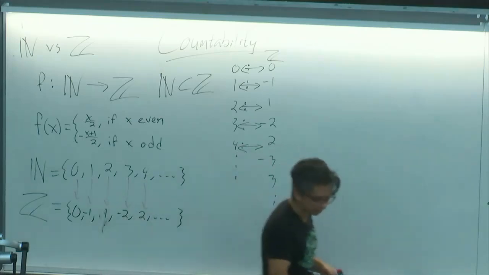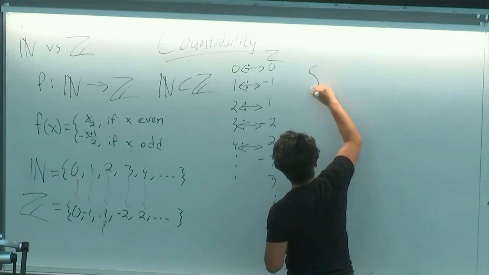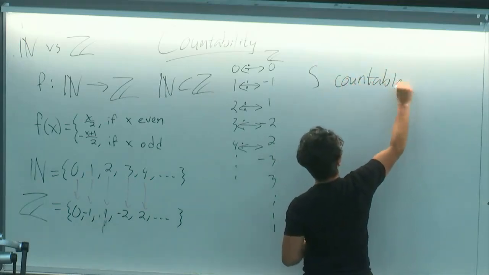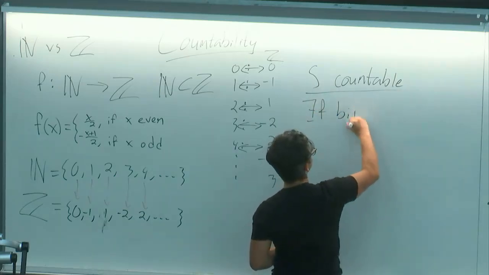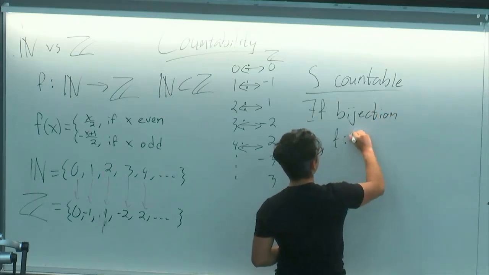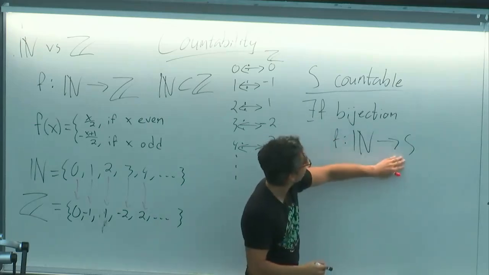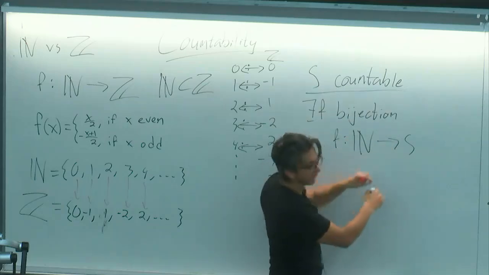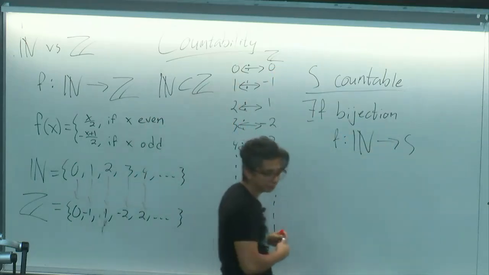OK, so we want to show some things. So let's go ahead and do that. First, I'll give a definition. A set S is countable. What that means is that there exists a bijection, which is specifically from the natural numbers to S. We can say S is countable if you can enumerate it. That is, there's a bijection from the natural numbers to S. You can write it out like this, just in a list.